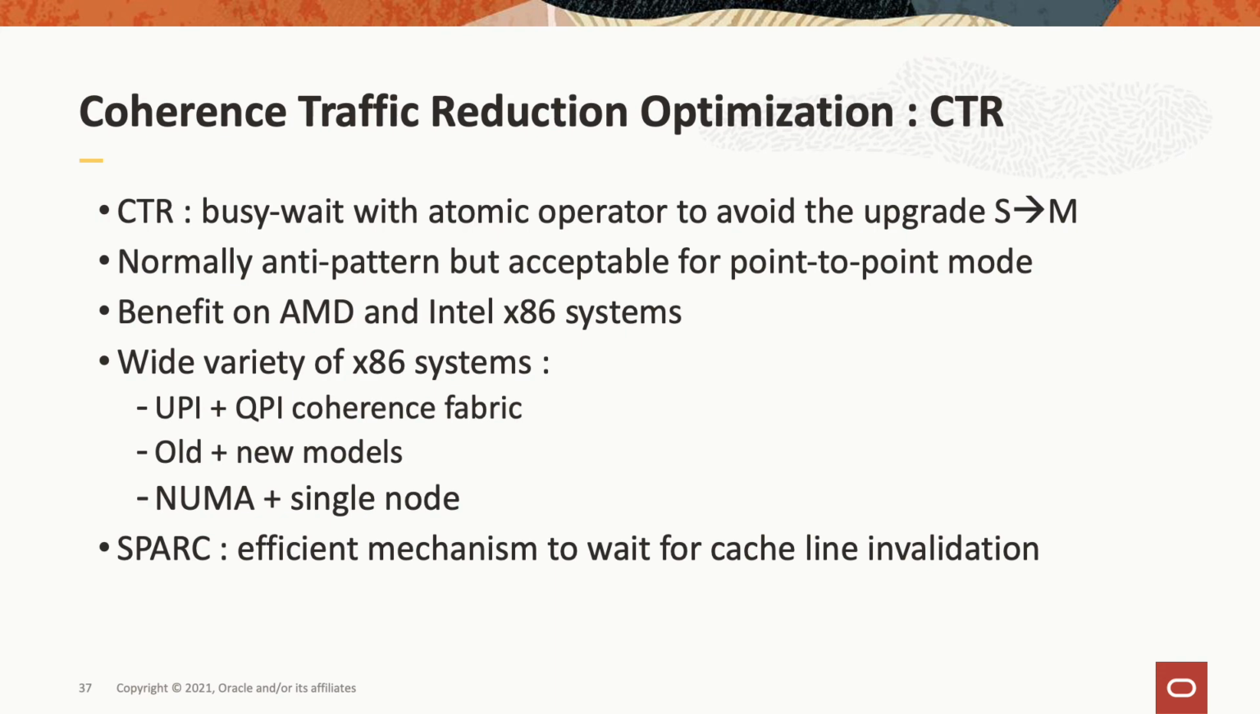Normally, such a policy is an anti-pattern, but it's acceptable for this very specific point-to-point communication mode. CTR provides benefit on AMD and x86 systems, and we've actually tested and shown this on a wide variety of systems. Systems that use the newer UPI coherence fabric and the older QPI fabric, old and new models, and on NUMA and single-node systems. We also use a variation of CTR on Spark, but Spark has a more efficient mechanism to wait for cache line invalidation.